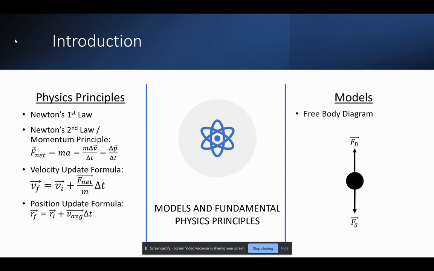Free body diagrams, such as the example shown to the right, can be used to illustrate the net force. Once we know F net, we can plug it into the velocity update formula, v final equals v initial plus F net over m times delta t. And in general, once v initial and v final are known, both values can then be used in the position update formula: R final equals R initial plus V average times delta t.